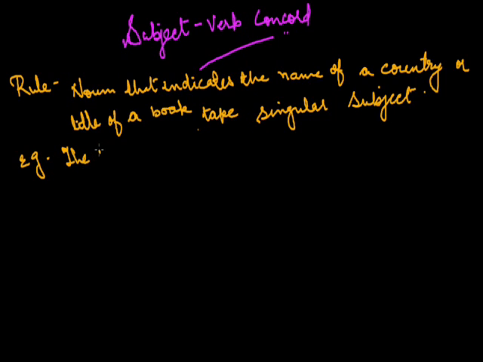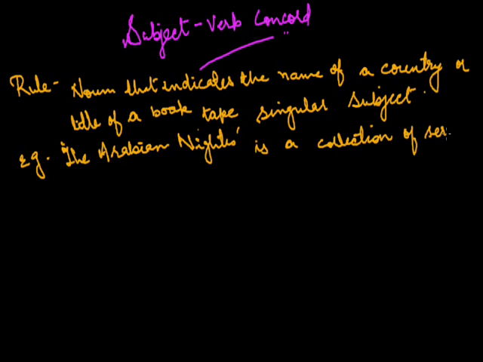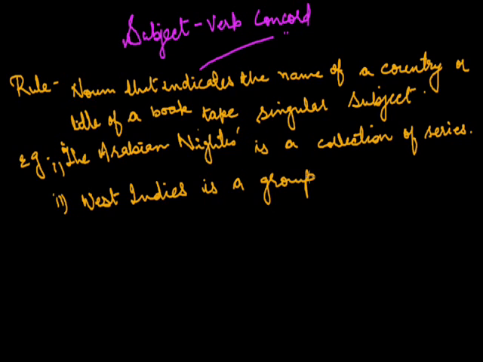What is Arabian Nights? The Arabian Nights is the name of a book, right? Arabian Nights is a collection of series. Example number 2 is West Indies is a group of islands.